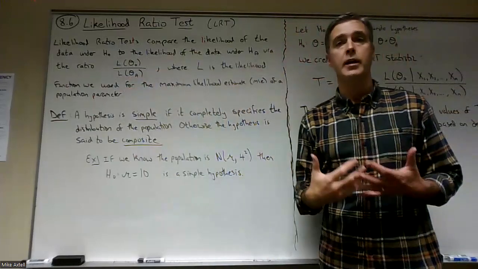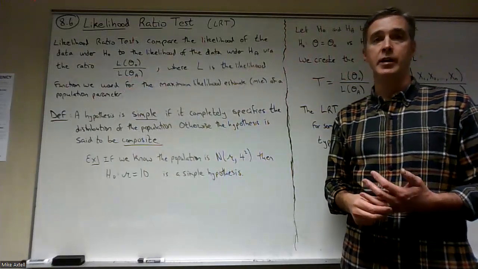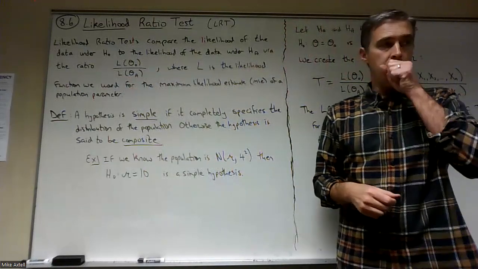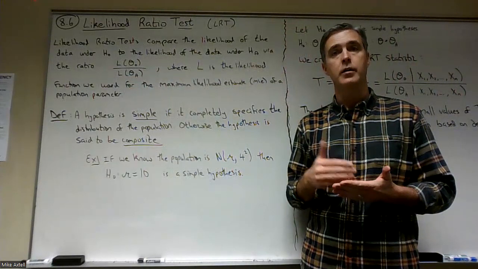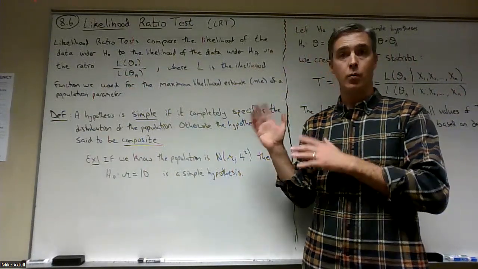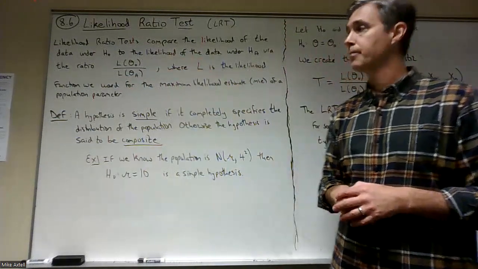where L is a likelihood function that we use for the maximum likelihood estimation, the MLE, that helps us find a population parameter. Now in MLE, we took the natural log of the likelihood function and differentiated that. We're just going to take the likelihood functions here, top and bottom.